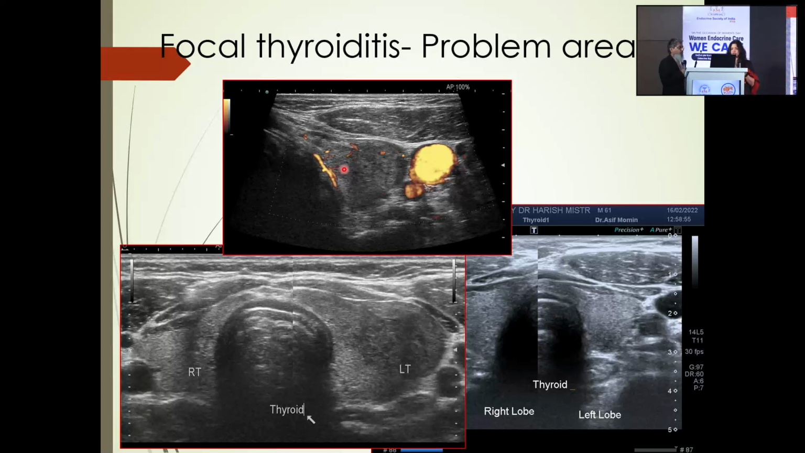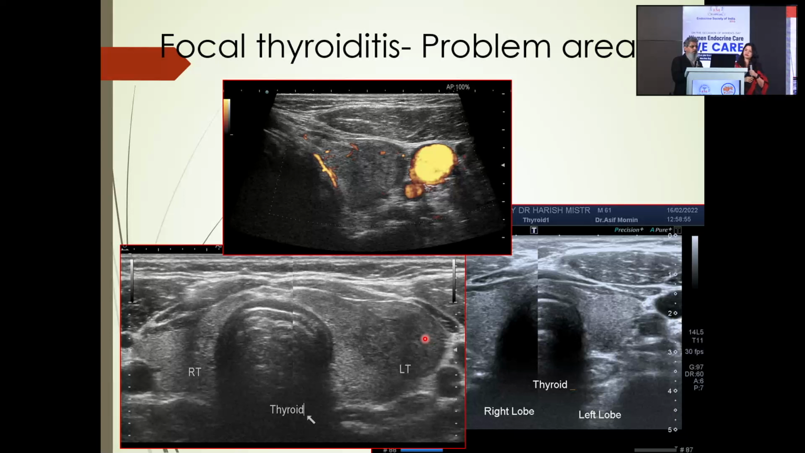And that's focal thyroiditis. Focal thyroiditis always causes confusion as a tumor, but when radiologists think it is a focal thyroiditis, even though it looks neoplastic, we simply tend to follow them up by doing antithyroid antibodies and other investigations, the ESR and CBC.